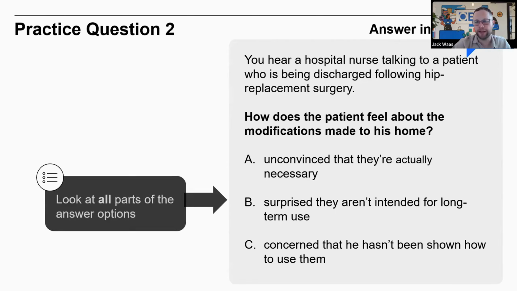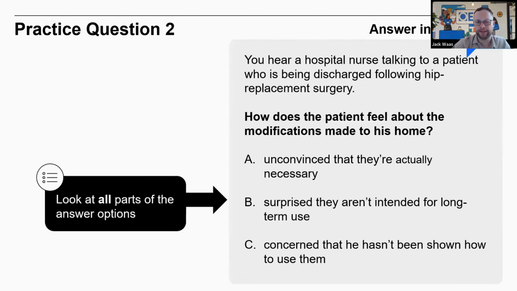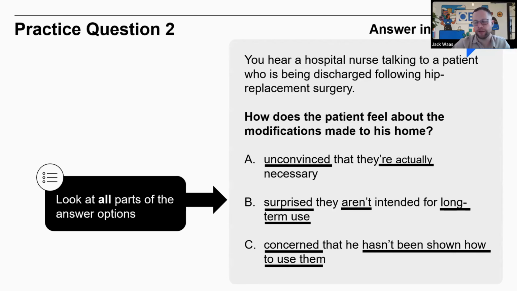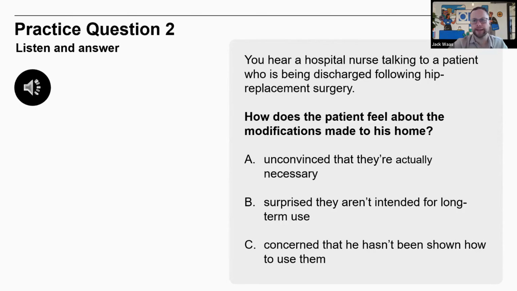And then we have our answer options, A, B, and C, and I want you to look at the difference between them. A, unconvinced that they're actually necessary. B, surprised that they aren't intended for long-term care. And C, concerned that he hasn't been shown how to use them. Okay, very good. So those are our three answer options. Now let's listen, and I would like you to choose what you think the best answer is, A, B, or C.